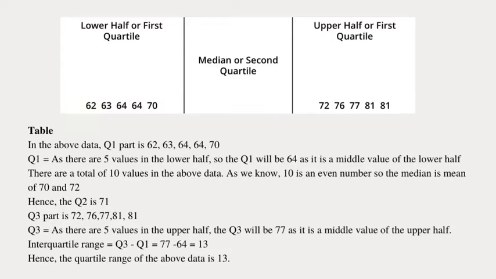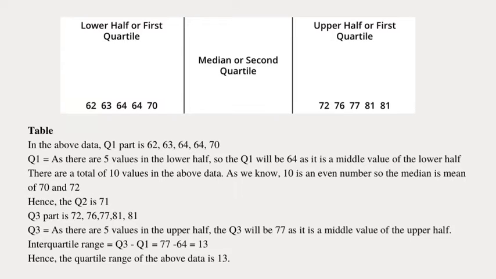There are a total of 10 values in the above data. As we know, 10 is an even number, so the median is the mean of 70 and 72. Hence, Q2 is 71. The Q3 part is 72, 76, 77, 81, 81. As there are 5 values in the upper half, Q3 will be 77, as it is the middle value of the upper half.